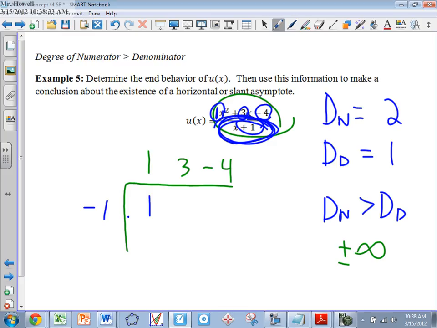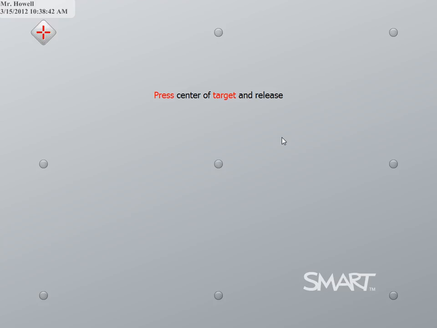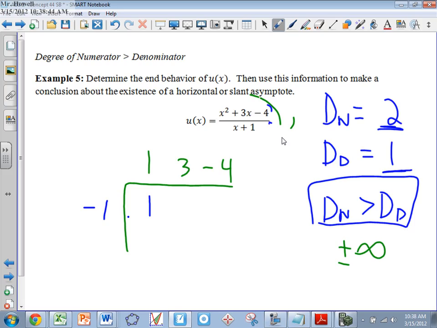Whenever the degree of the numerator is bigger than the degree of the denominator, if you look back up here with all this scratch that's on here, whenever the top is bigger than the bottom, you know you're going to have to use synthetic division. Start by carrying down your 1.